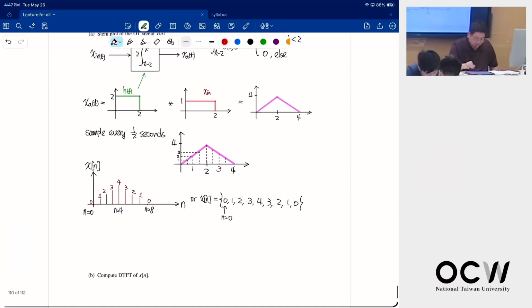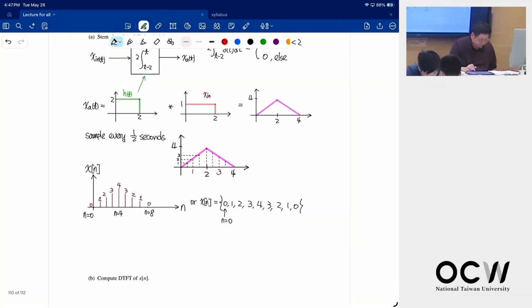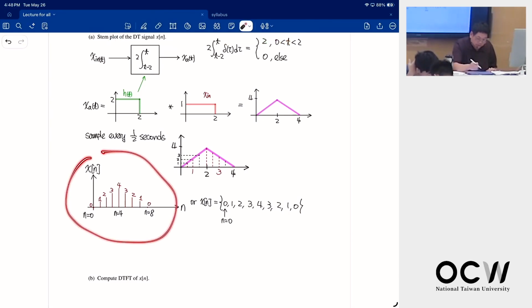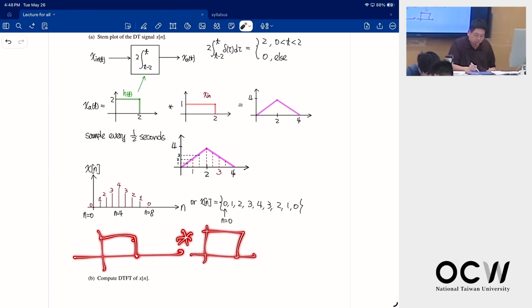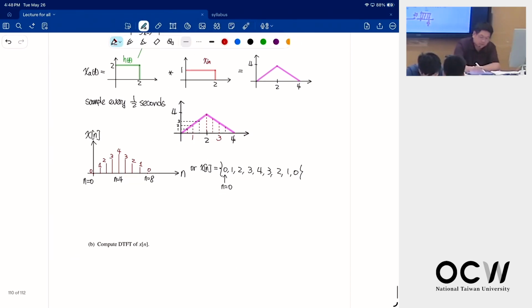Now I want to compute the discrete time Fourier transform for this. How can I get the triangle? To get the triangle, I have a rectangular pulse convolved with a rectangular pulse. I can get a triangle, and the width is 4. So it will be 1, 2, 3, 4, a 4-sample pulse convolved with another 4-sample pulse.